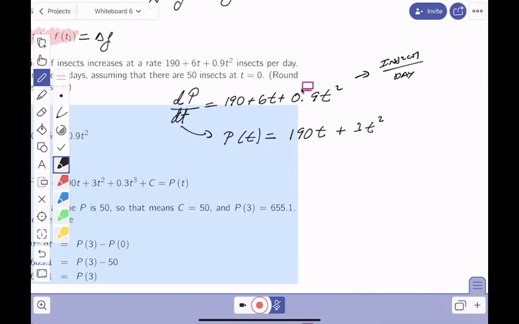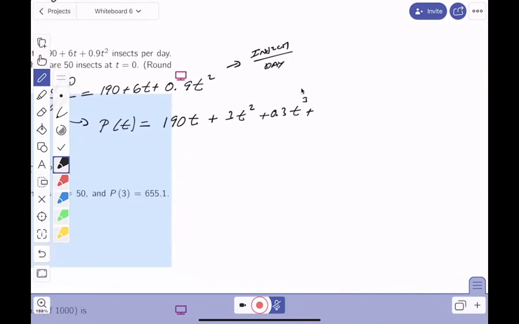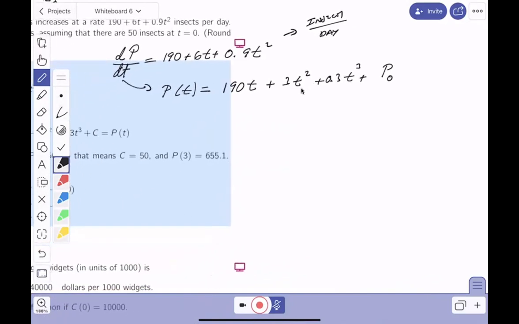And then what do you get? You're going to get plus t cubed. Well, you know, 3 goes into 0.9, 0.3 times. And then you're going to get a constant of integration. I'm going to do something a little different. You could still use C if you like, but I'm going to say P naught. Now, I want to tell you what P naught means to me. It means the population at time zero.